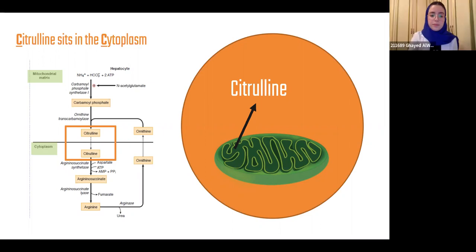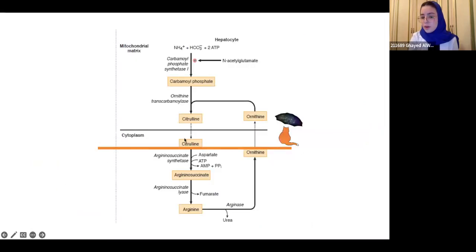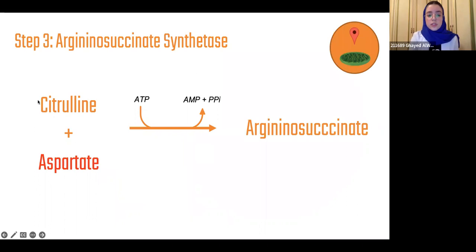Okay, so let's start now with citrulline. Let's see what happens to citrulline in the cytoplasm. This is where we are. Citrulline is going to combine with aspartate, and in this reaction we're using a molecule of ATP. We're breaking down one ATP molecule, and we end up with argininosuccinate. Because we are synthesizing argininosuccinate, the enzyme is going to be argininosuccinate synthetase. Just remember that this reaction utilizes a molecule of ATP, so it's dependent on ATP.